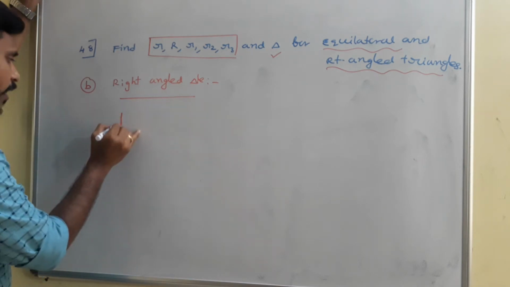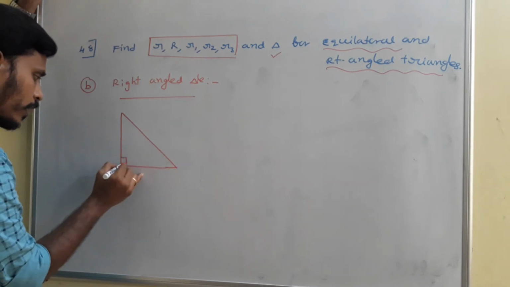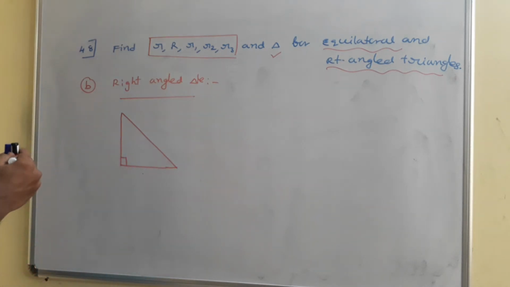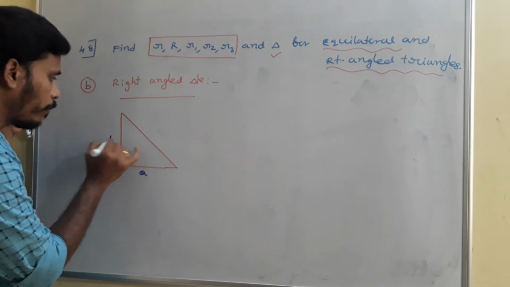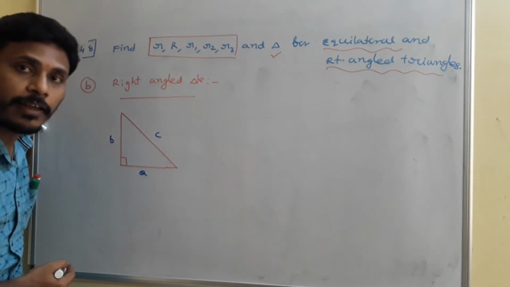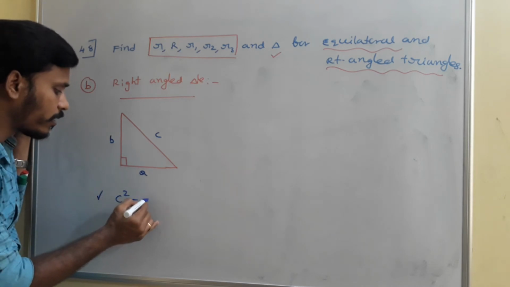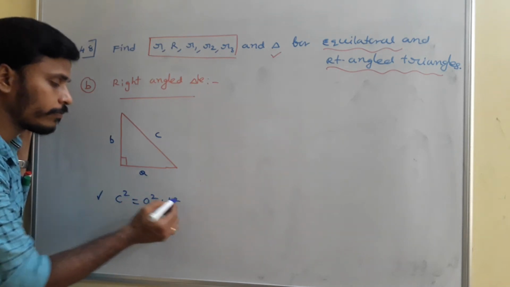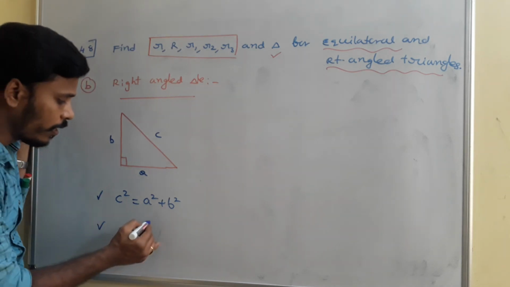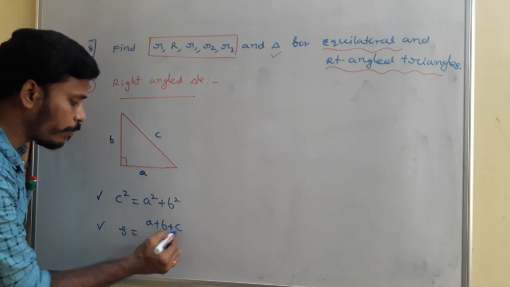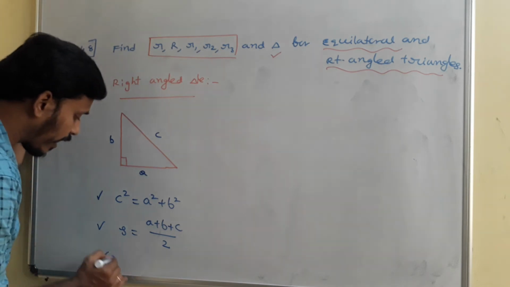So if you have a right angle triangle, you just take one side as small a, the other side as small b, and the third side as small c. So small a, small b, small c. This is the right angle triangle. And first thing, if you use the Pythagorean result, c square is equal to a square plus b square. Okay. Next thing, what do you say about the perimeter, semi-perimeter. Semi-perimeter is simply what? a plus b plus c by 2.